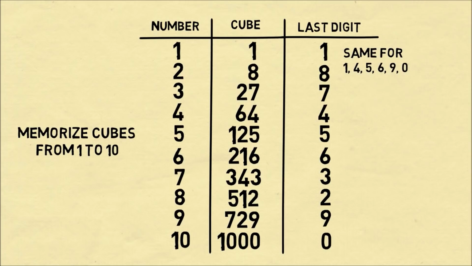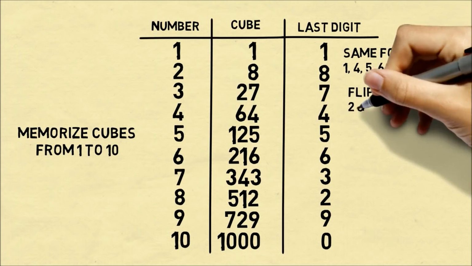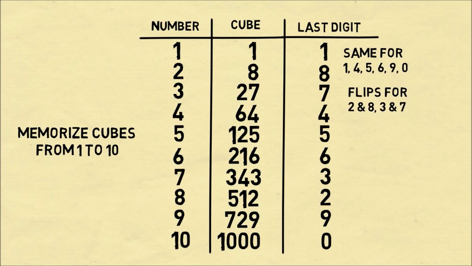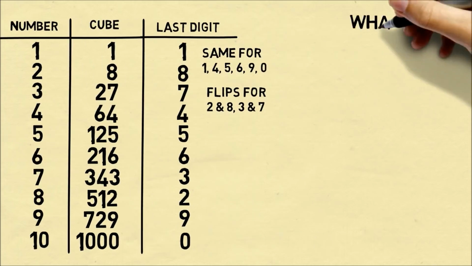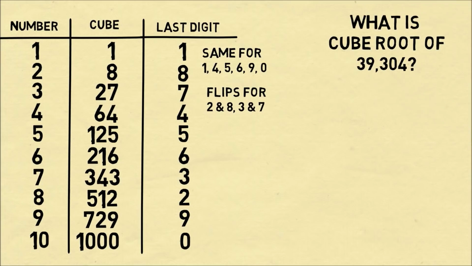So an easy way to remember this is that for the numbers 1, 4, 5, 6, 9, and 0, the last digit is the same as the number. And for the numbers 2 and 8 and 3 and 7, the last digit flips. So the last digit for 2 is 8 and the last digit for 3 is 7 and vice versa.